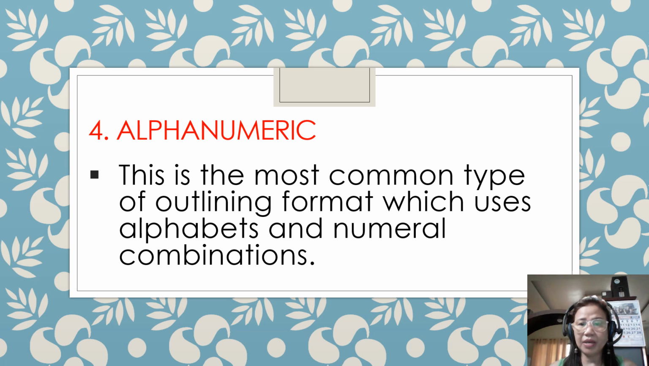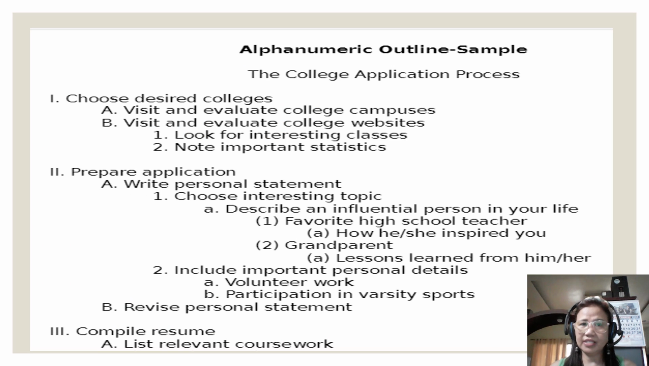Next, alphanumeric outline. This is the most common type of outlining format which uses alphabets and numeral combinations. So this is an example of an alphanumeric outline. So if you can see, it makes use of Roman numerals as well as alphabets and numbers. So the meaning of it actually is alphabet and numerals, short for alphanumeric.